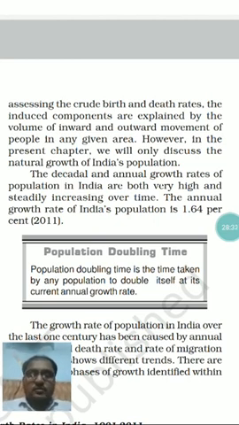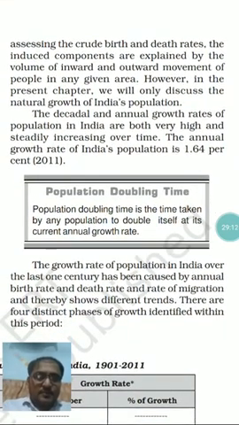Means whatever annual growth rate of population is happening, at the same rate in whatever year or whatever time, the population of a particular region or country will double itself. That time period in which population doubles itself at the current annual growth rate is called population doubling time. So it was seen that in the 2001 census, it is said that in 36 years India will double its population. Means at that time India's population doubling time is just 36 years.